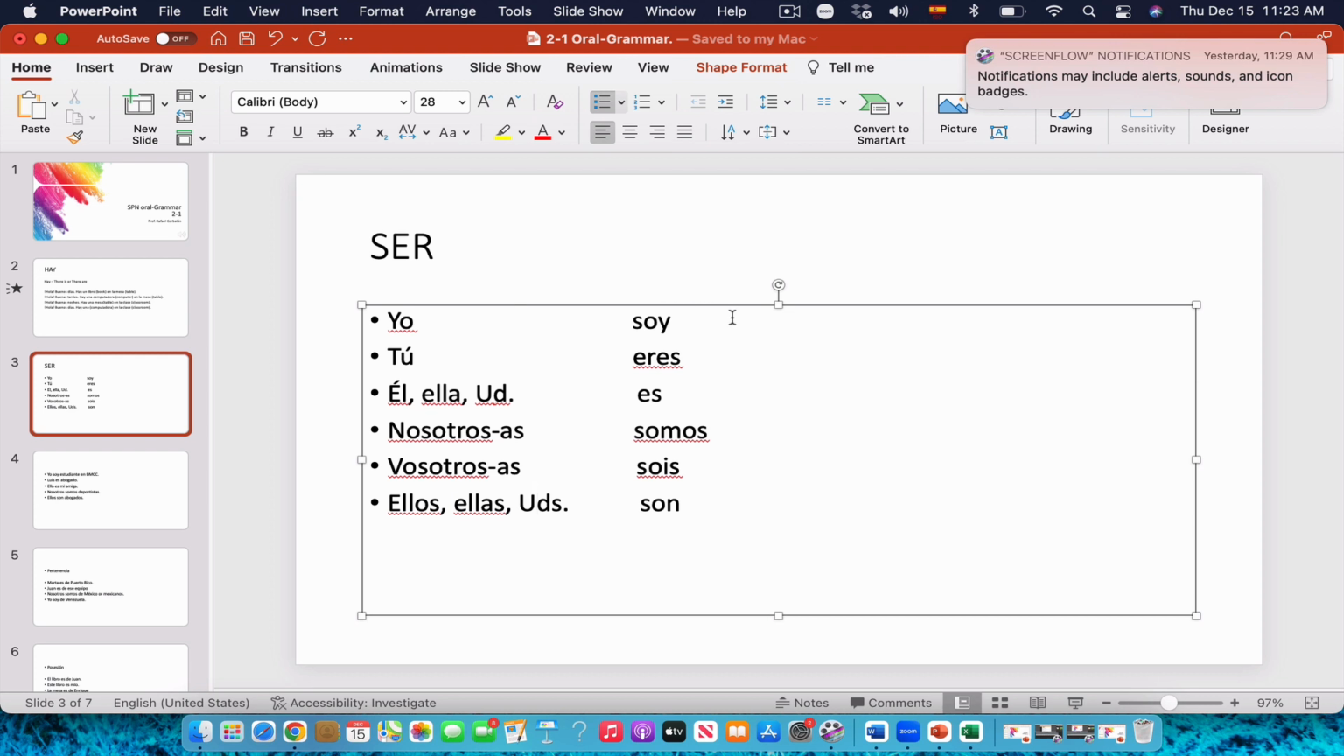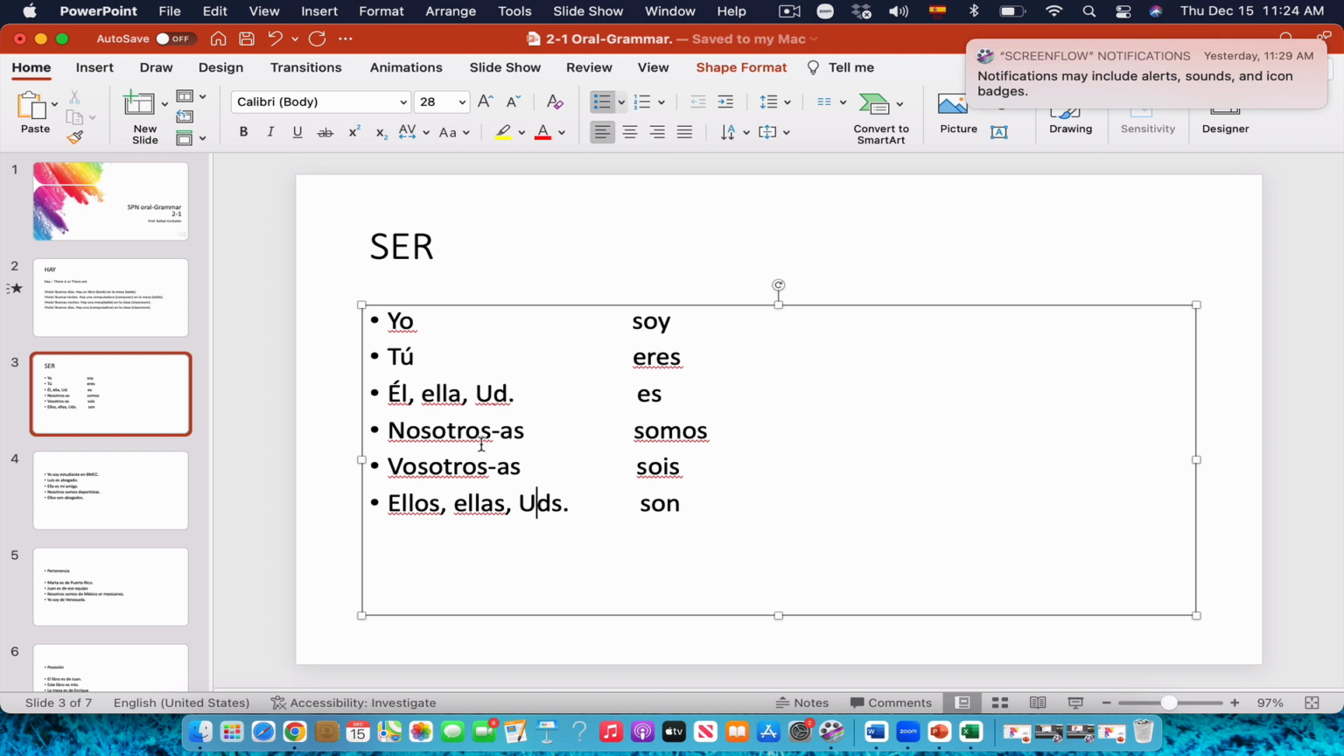That means I am. Yo soy español, o yo soy americano, o yo soy francés. The tú form is tú eres, you are. In this case, remember, you are talking to your brother, one person, right? Then the él, ella, and usted, which means he, she, and you formal, singular, right, is es. They use the same form. Él es profesor, ella es profesora, usted es profesor.